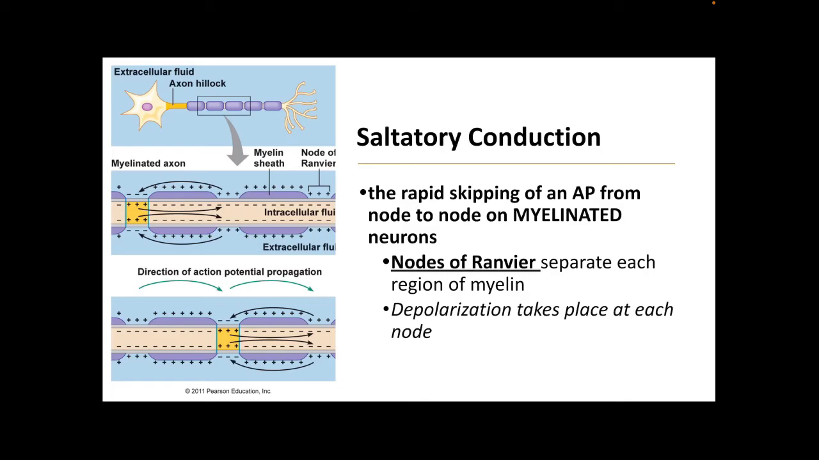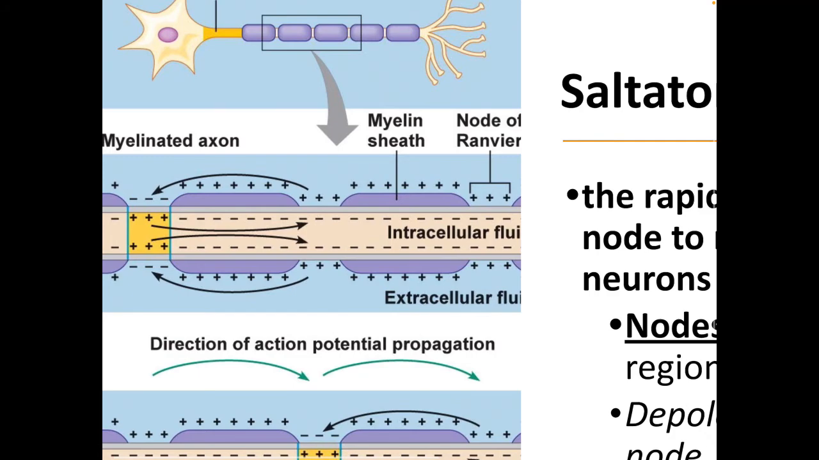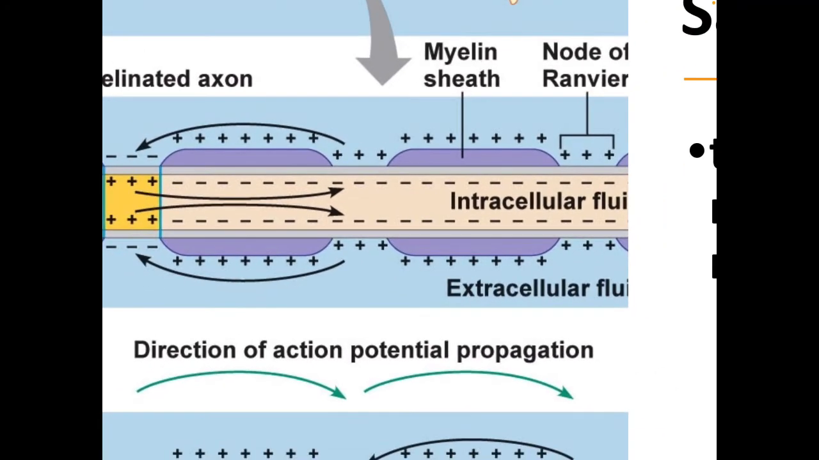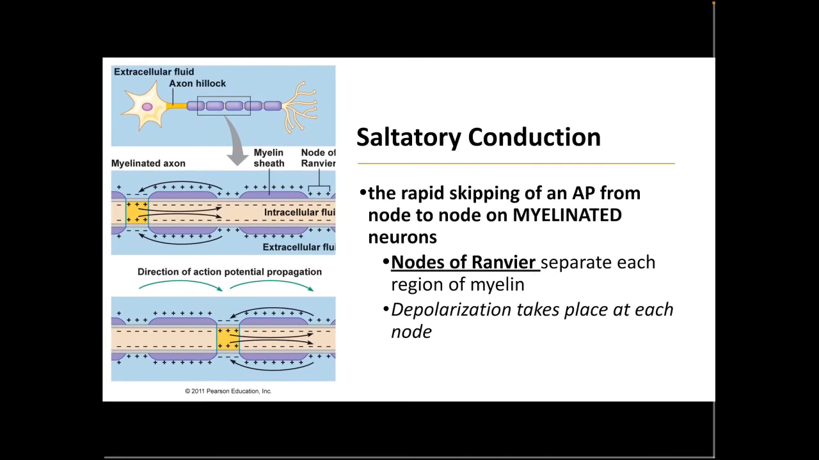You can see in the image where the purple is showing right here. The purple is showing the myelinated sheath, and you don't have very close contact between the charges. So you're not having depolarization occur there. It's only occurring at the nodes of Ranvier, where the charges are close enough for depolarization to occur.